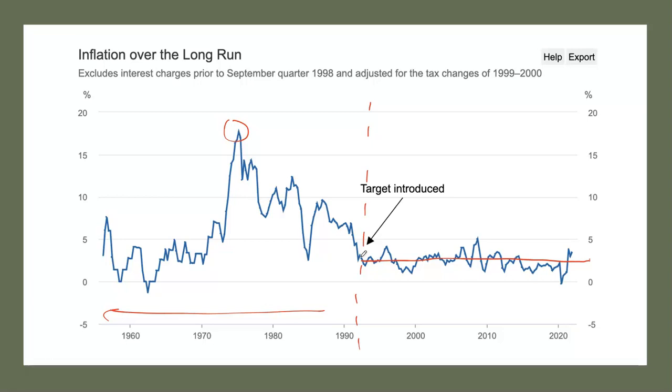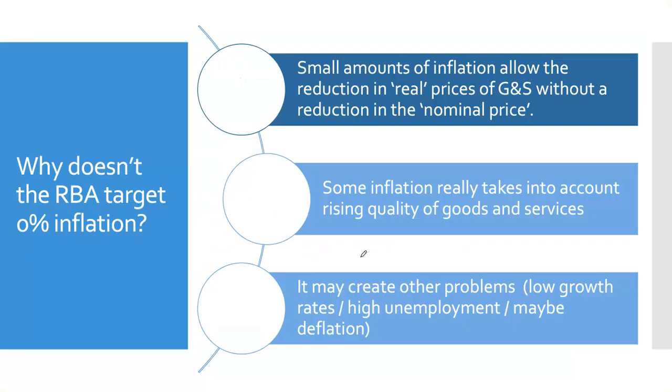And they have a number of ways to control this, such as interest rates, which we're not going to go into in this video. But you might have a really valid question: why doesn't the Reserve Bank of Australia target 0% inflation? Surely we don't want prices to rise at all.